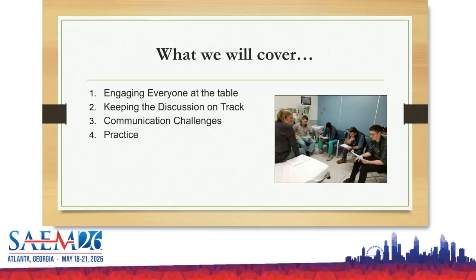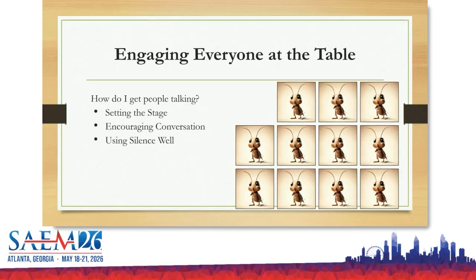So we're going to talk about how to engage everybody at the table, how to get them talking even when it's 7 a.m. and it's very difficult and nobody wants to be at a conference or whatever. Educating everybody, engaging everybody, keeping the discussion on track. Because if you don't know exactly what you're talking about, the discussion is going to veer off into those learner-driven objectives. Communication challenges, and we're going to give you some time to practice some of these new skills.